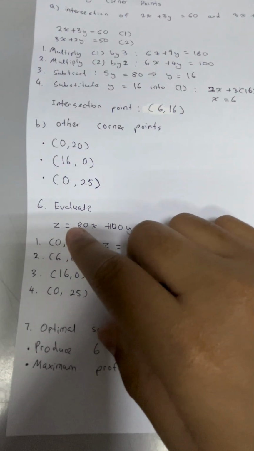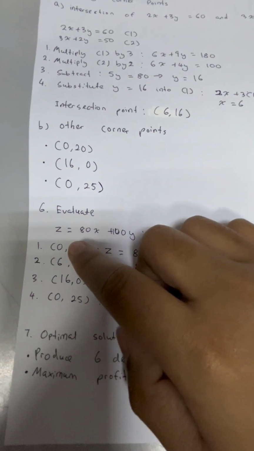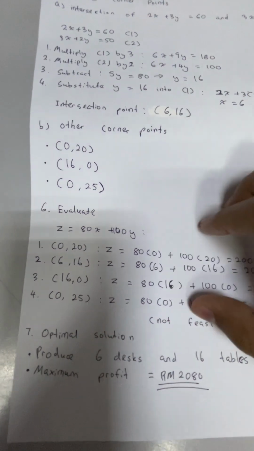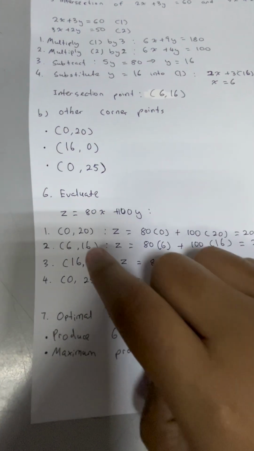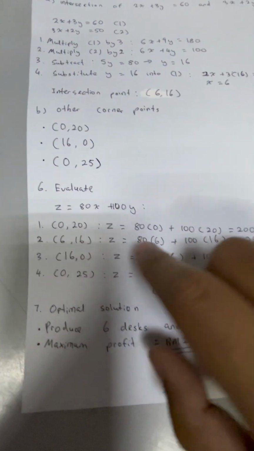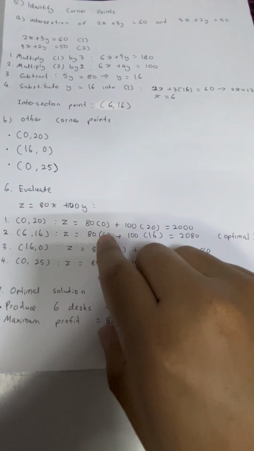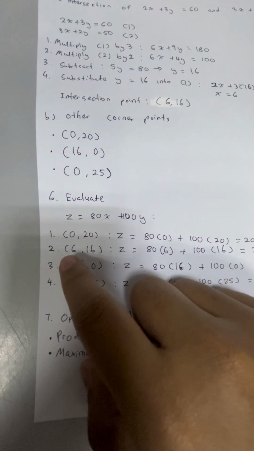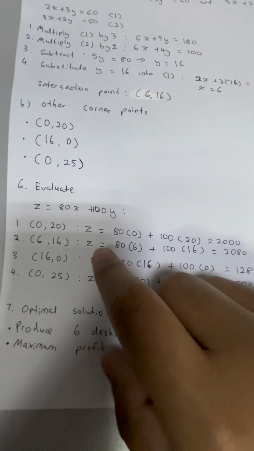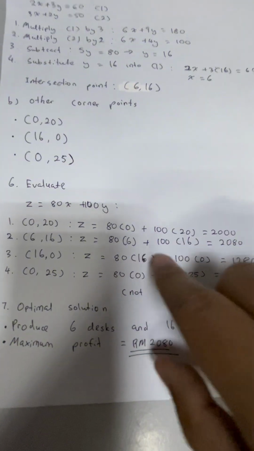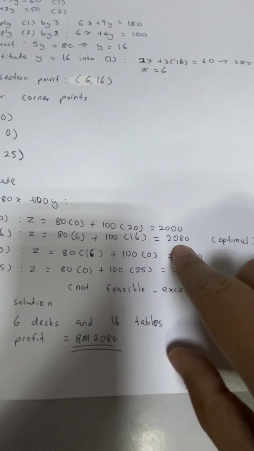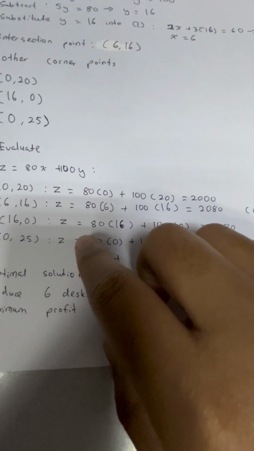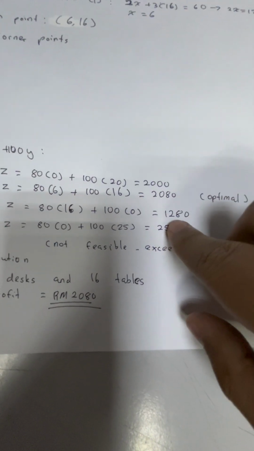The sixth step is to evaluate. Our maximum profit is Z equals 80x plus 100y. We try our first point, (0, 20), and we get 2,000 ringgit. Our second one, (6, 16), gives a maximum profit of 2,080. Our third one, (16, 0), gives a maximum profit of 1,280.